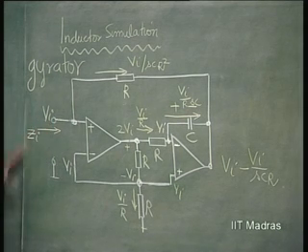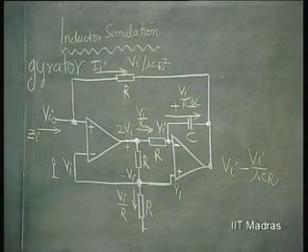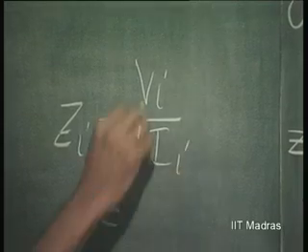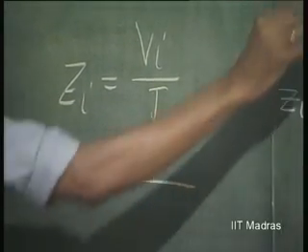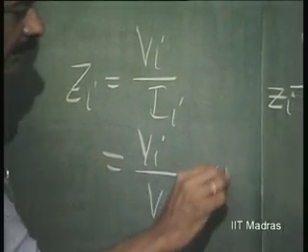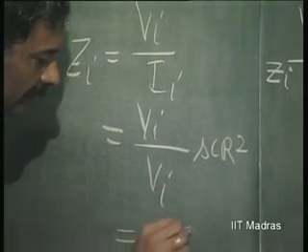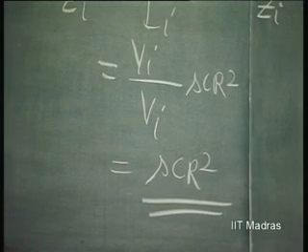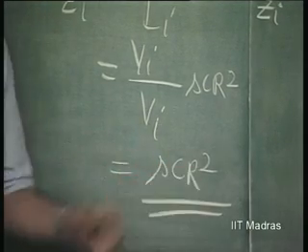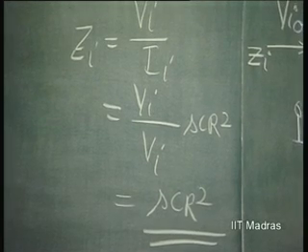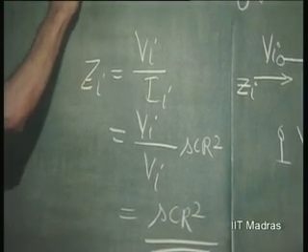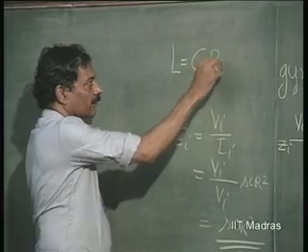So, the impedance in is nothing but Vi divided by, let us call this II. This is equal to Zi. So, Vi by II is Vi by SCR square. So, this is nothing but SCR square. So, impedance is SCR square, which is not anything other than that of the inductor. So, L simulated is equal to C into R square.